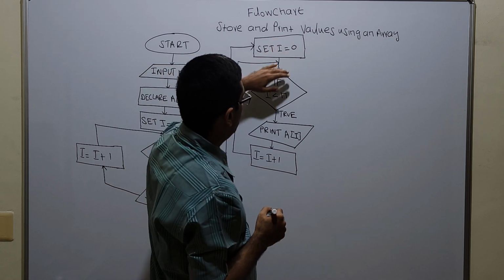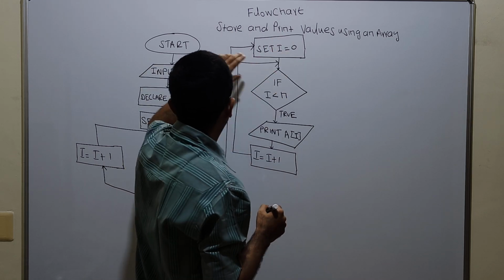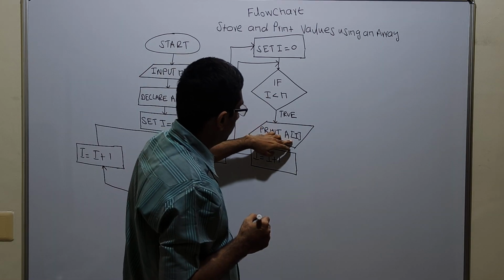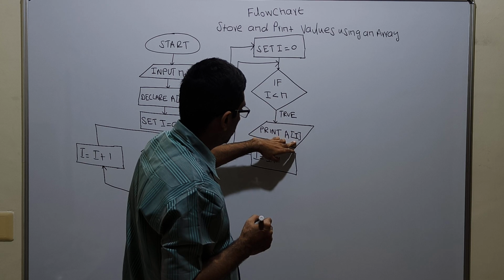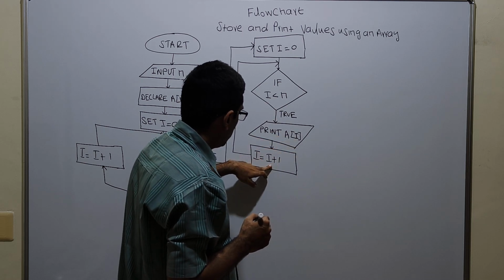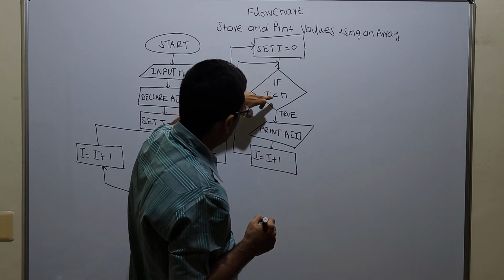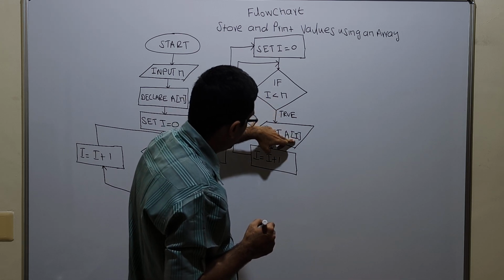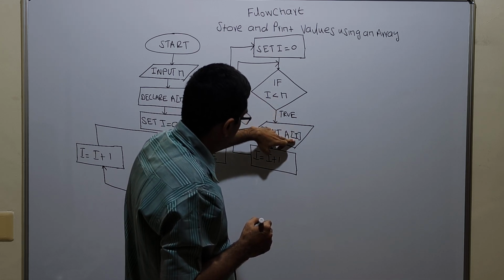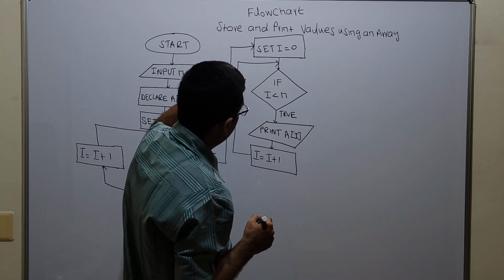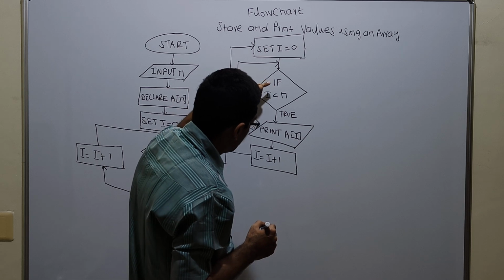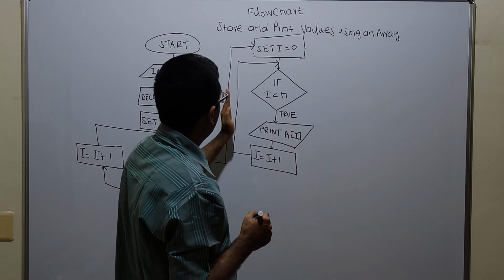So I equal to 0, 0 less than n. N means the size of the array. If it is true, I am printing a of I. That means a of 0 will get printed. I will get incremented by 1. Again, we'll check the condition 1 less than n. If it is true, print a of 1. The value in the index position 1 will get printed. So I will be incremented. Again, the condition will be checked from 0 to n minus 1. All the values which are stored in the array will get printed by using this loop.